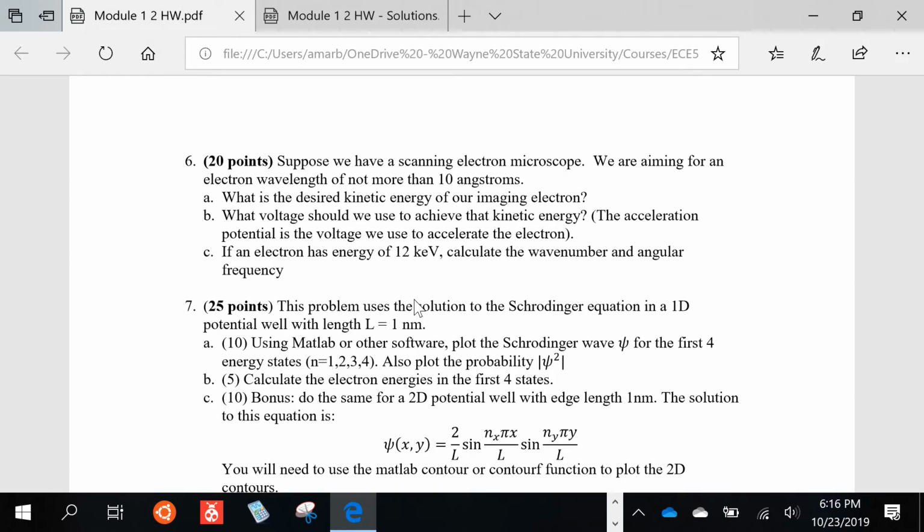Problem 6, a scanning electron microscope. Any questions on this one?